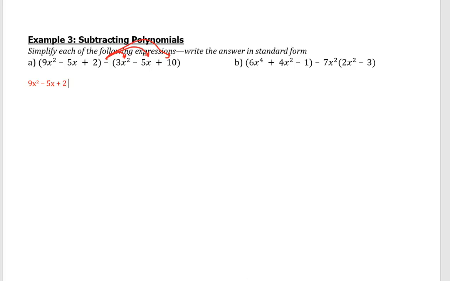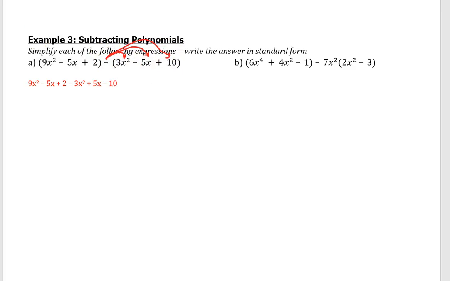And then I'm going to go ahead and distribute that negative. So the rest of that would become minus 3x squared. Then it would become plus 5x because I'm going to do minus a negative. And then negative 1 times 10, I'll turn that last term into a negative 10.